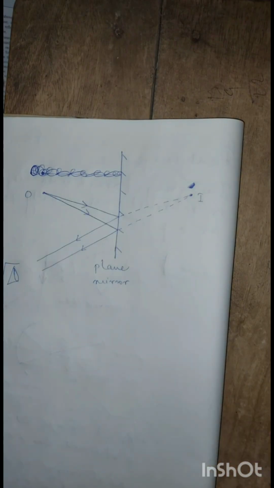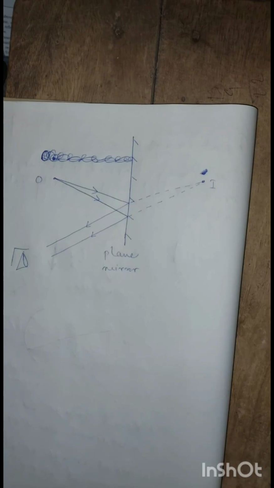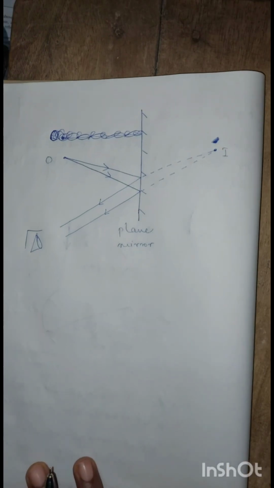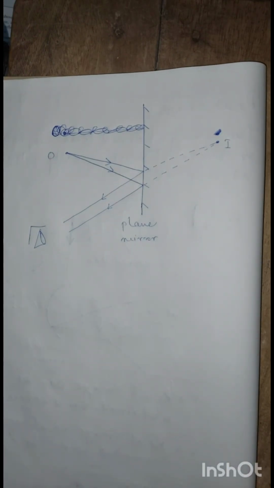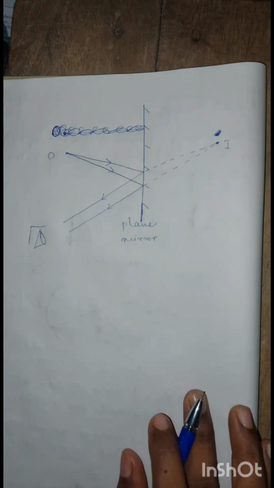This type of image, when reflected and refracted rays do not get intersected, then the image formed is called a virtual image. So this is our virtual image.